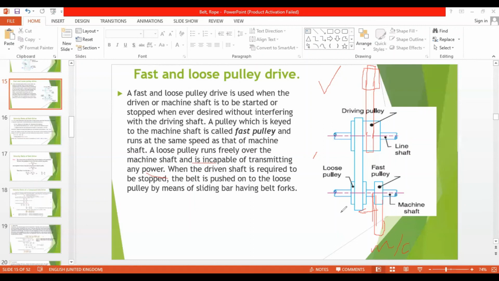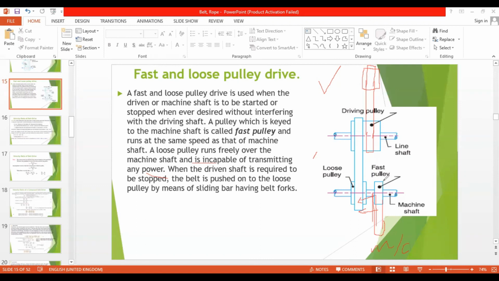So there we will have a loose pulley also, which may not be attached to the main shaft machine, right? So if I move this belt from here to here, this is not attached with the machine, right? This will just run as it is, but the work will not happen. Why? Only the fast pulley is attached with the machine, right? Fast pulley is attached with the machine. Loose pulley is not attached with the machine, right?